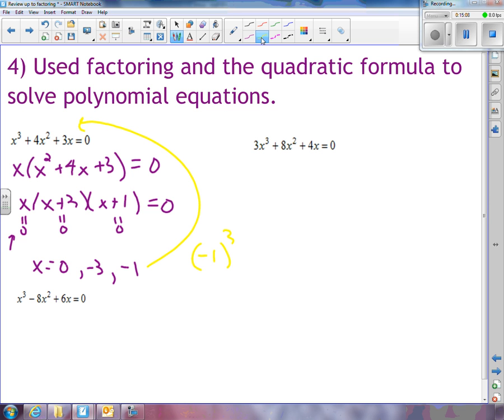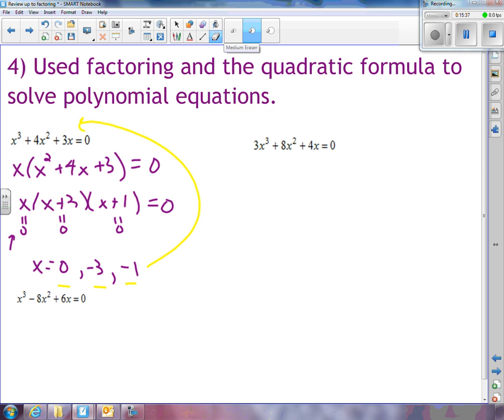Alright, so negative 1 cubed plus 4 times negative 1 squared plus 3 times negative 1 equals 0. Negative 1 cubed is negative 1. Negative 1 squared is 1, times 4 is 4. Then negative 1 times 3 is minus 3. And that does equal 0. So when I plugged that solution in, it gave me something that was true. That would be true for any of these three solutions that I plugged in.